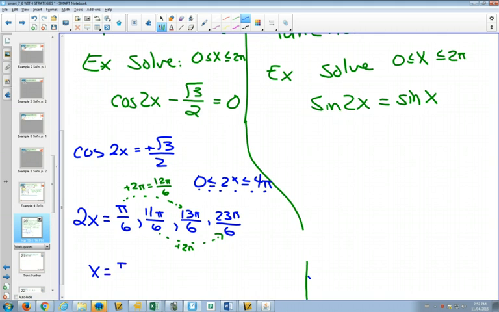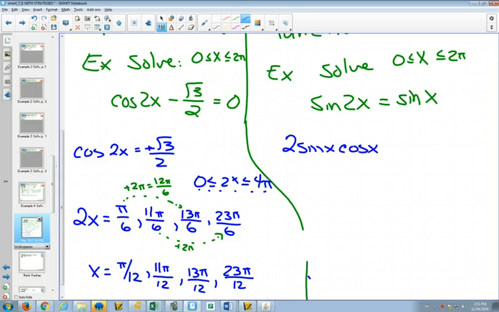Then if I want to figure out what x is equal to, I have to divide by 2. And I'd get the following 4 answers. And all 4 of my answers are between 0 and 2 pi. The example on the right-hand side has a double angle, but it has another trig function in the equation. So when you have this situation with a double angle and another trig function, you won't treat it as a multi-revolution. You'll go to your identities, and you'll substitute in.